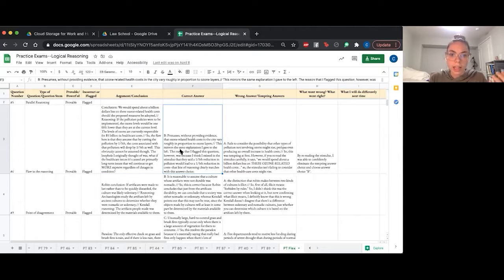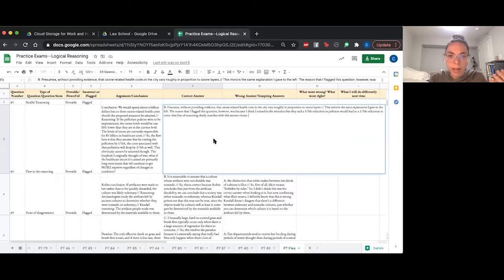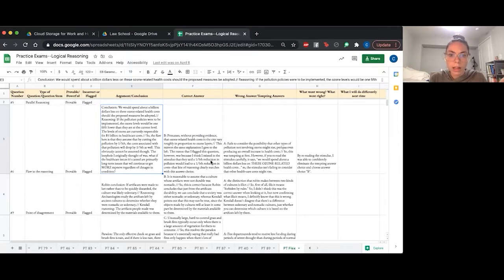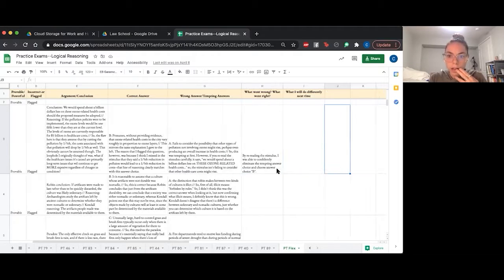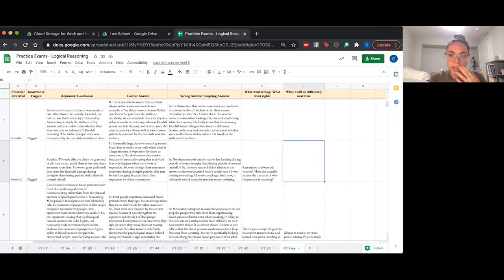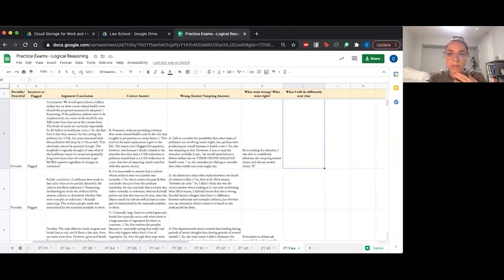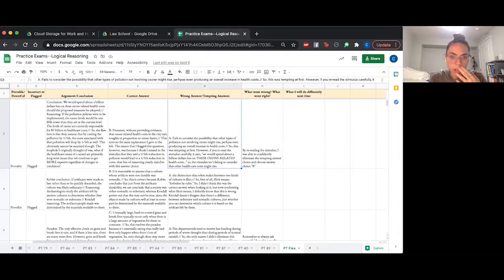And as you can see, I'll write, the reason that I flagged this, even though I got it right, was because blah, blah, blah. Just seeing why I wasn't confident in my answer, so I can know to be confident in it the next time I run into something similar. I'll put the wrong or tempting answers just to see what was potentially tricky about it, and then what went wrong. And sometimes there's nothing, as you can see, I didn't put as much for what I needed to do differently, but I have a space for that too.